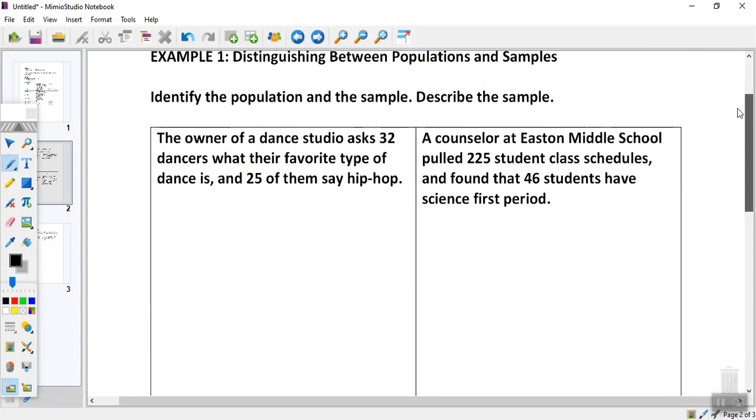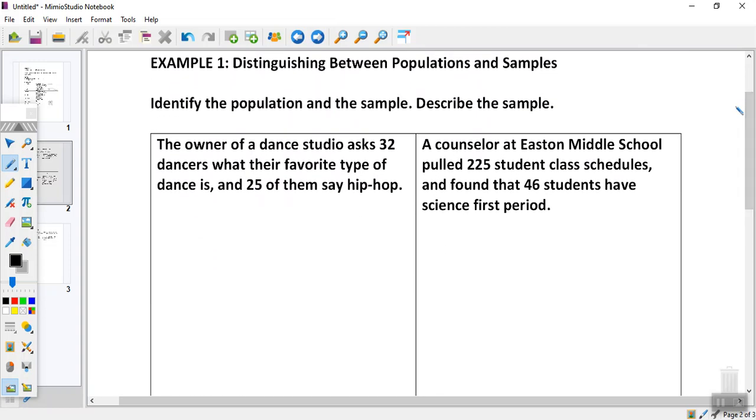Okay. Distinguishing between populations and samples. It says identify the population and then describe the sample. This first example says the owner of a dance studio asks 32 dancers what their favorite type of dance is, and 25 of them say hip hop.